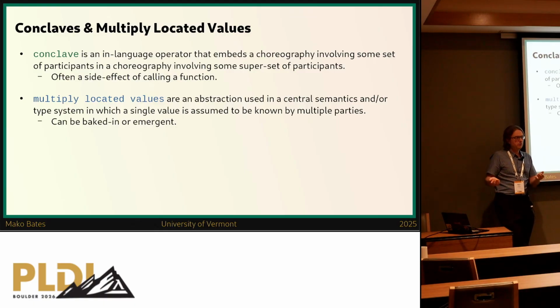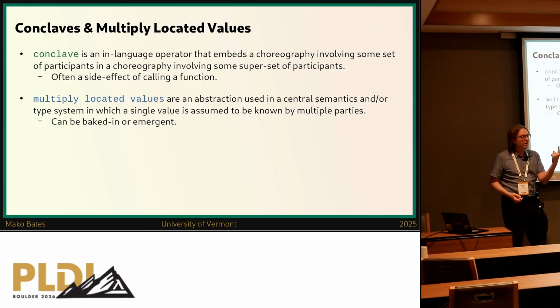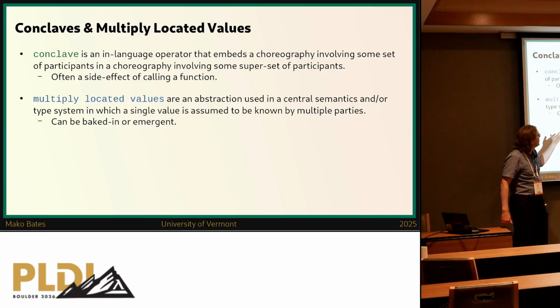Multiply located values are more of a type abstraction, or you can bake them into your central semantics. The pretense there, the abstraction, is that you can have one value which is known to multiple parties, and so in your program or in your semantics, maybe you don't want to copy that value across them all. We just say there's one value and everybody knows it. That's a multiply located value. What I've demonstrated in previous work is that these two things can be used as a knowledge of choice strategy without select.